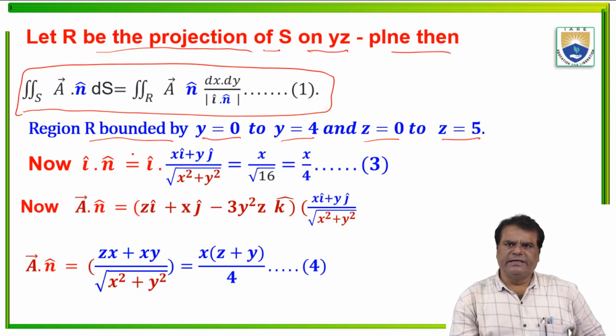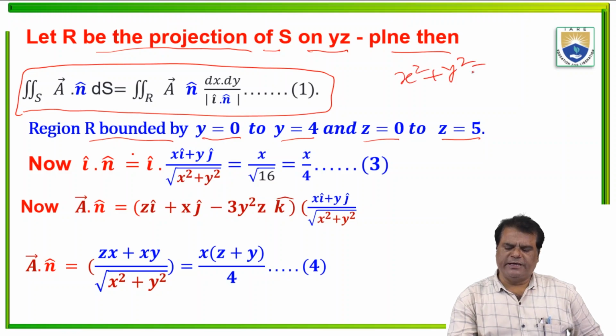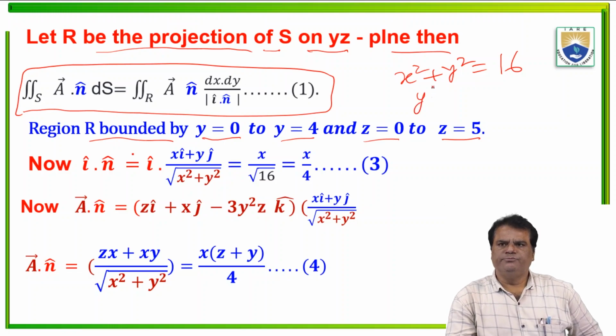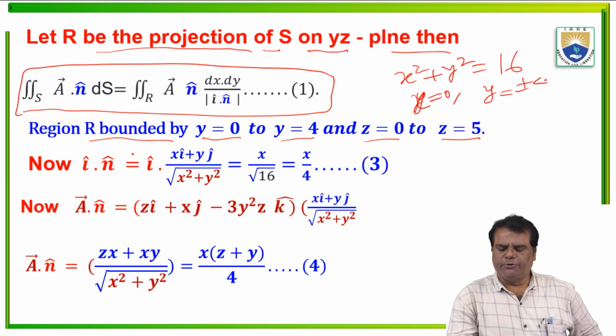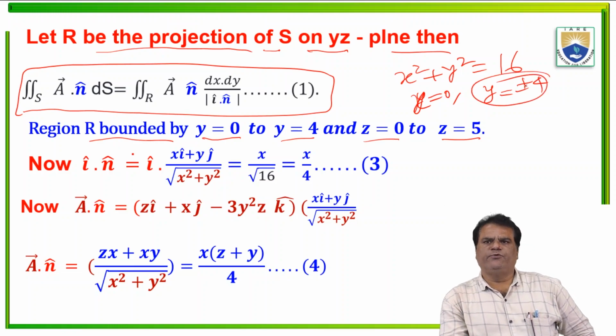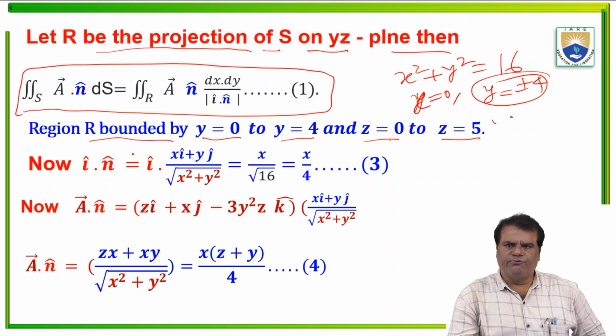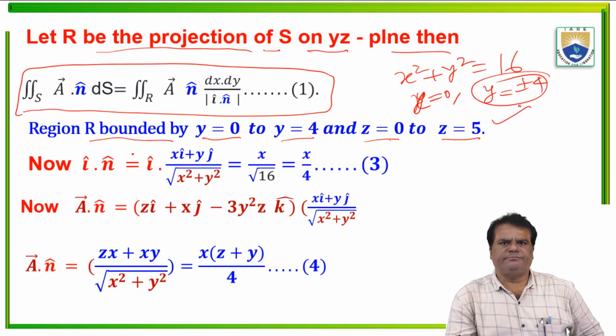How can we find this result? Here the surface is given, x square plus y square equal to 16. First of all, putting y equal to 0, x equal to 0, then we get y equal to plus minus 4. So y equal to 4 and y equal to 0, and z equal to 0, z equal to 5 given in our question.